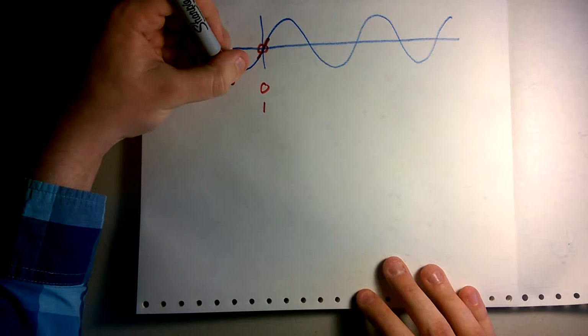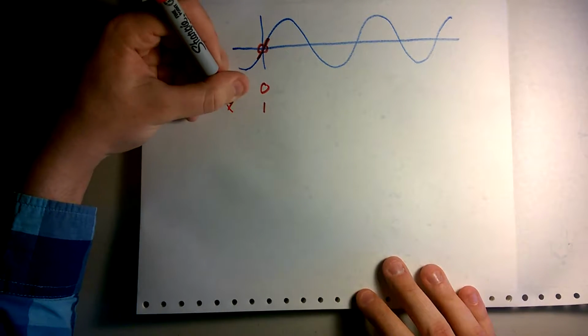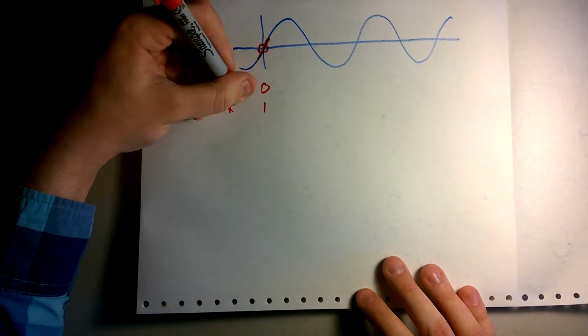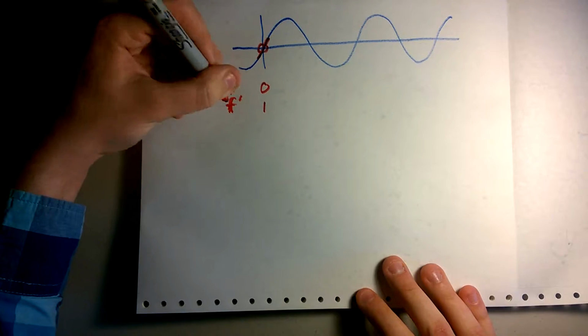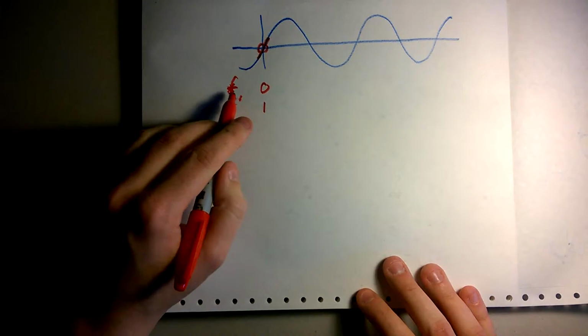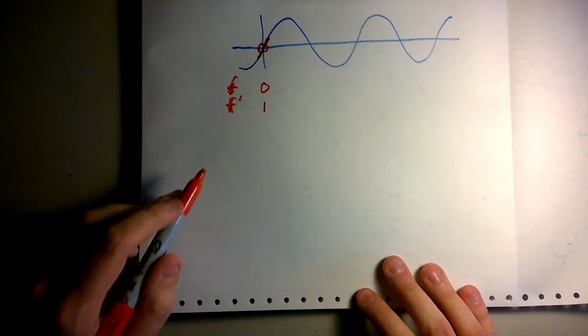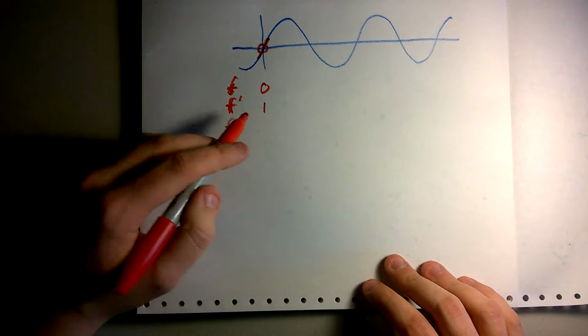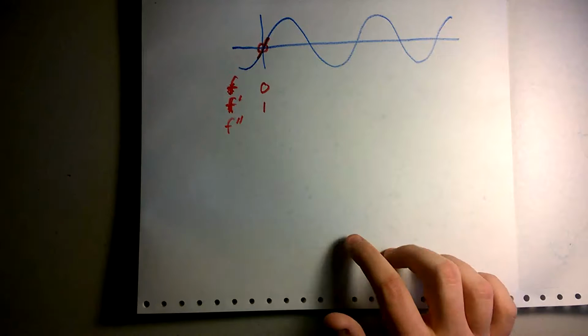Alright? So this is no slope. This is the first slope. Let's call it f. And then there's going to be f prime. That's how we're going to write the second slope. So this is f at the point 0. This is f prime at the point 0. Now we're also going to have f double prime at the point 0. Let's look at what that equals.